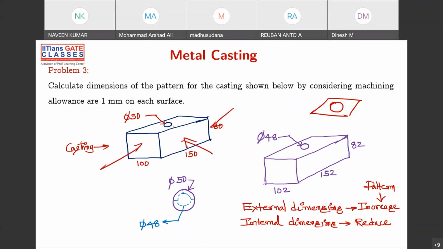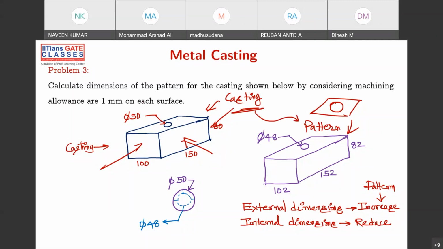Yes, this is due to drilling, whatever it is. This hole you have created, and if you are providing, okay, this is your pattern. Okay, please remember, this is your pattern, and this is your casting. So the question is that they have given the casting and they're asking the dimension of the pattern. That's what they're asking here.